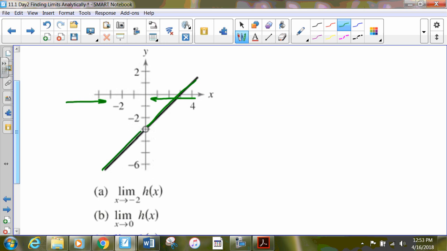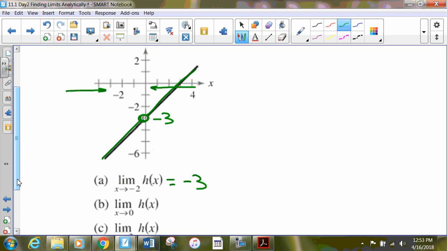Did I say -2? I'm going too fast. That's a -3 right there. So from both the right and the left, the function is heading towards -3. So the limit is -3. You know what? Okay, I just found the next one, didn't I? So let's stop. I think when I'm trying to rush, I'm making mistakes. So let's go ahead and know that as we're approaching 0 from the right and the left, we are heading to -3. That's our answer to the second one.